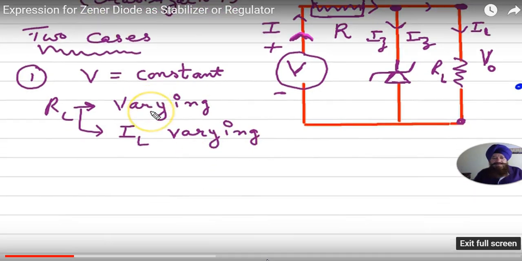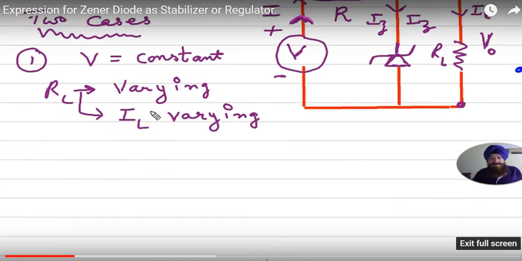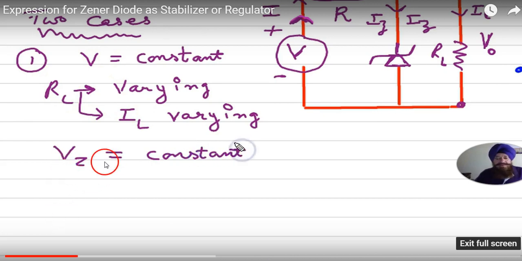If there is variation in RL, it directly implies that IL will change. Okay, IL is varying. Now this is the property of the Zener diode, that the voltage across the Zener remains constant. So Vz equals constant. This is the voltage across the Zener.